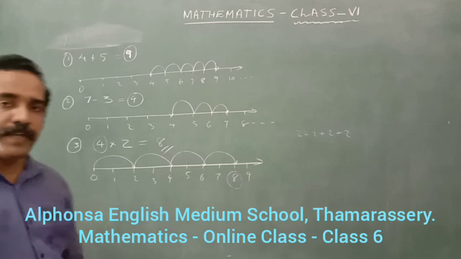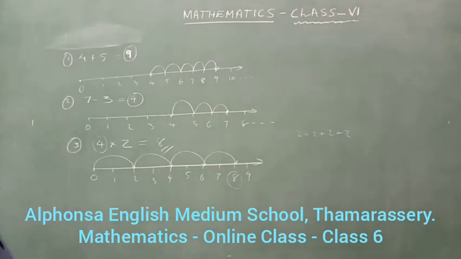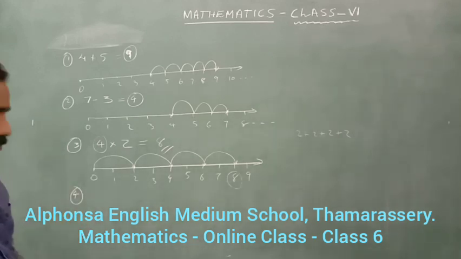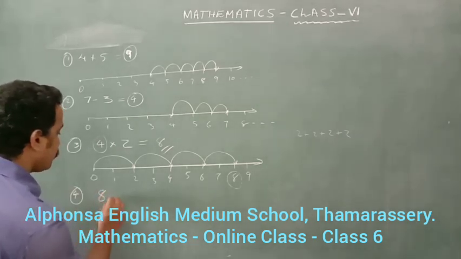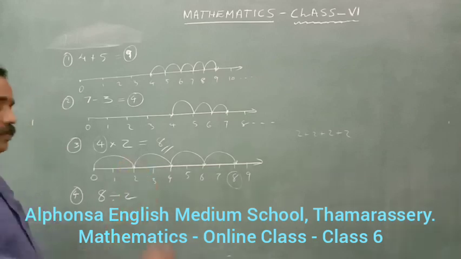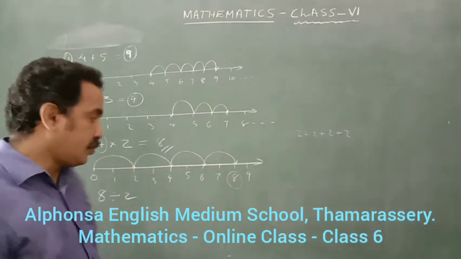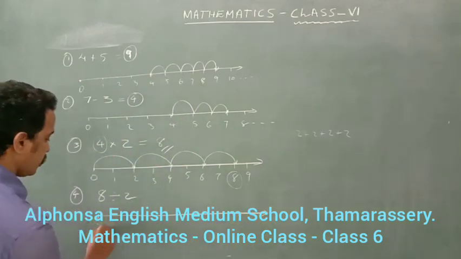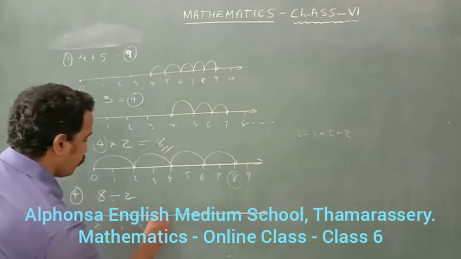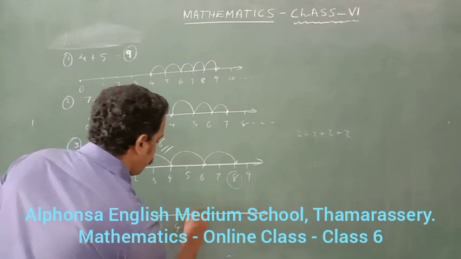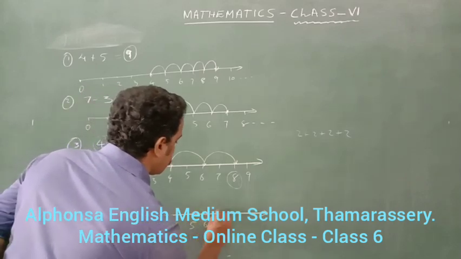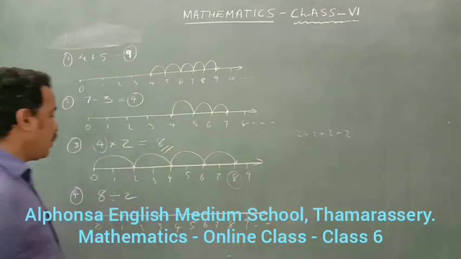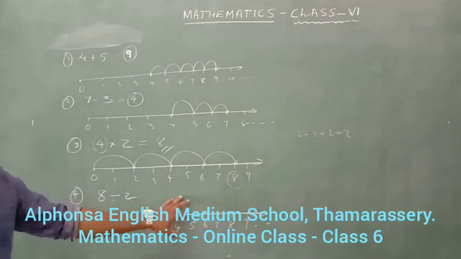Now division. Let us see how can we divide a number with the help of number line. Here 8 divided by 2. Same number line we can make. 0, 1, 2, 3, 4, 5, 6, 7, 8, 9, etc. 8 divided by 2.